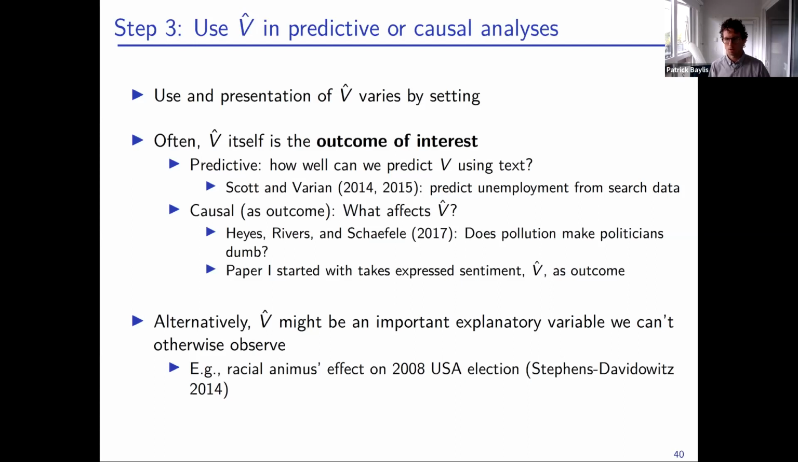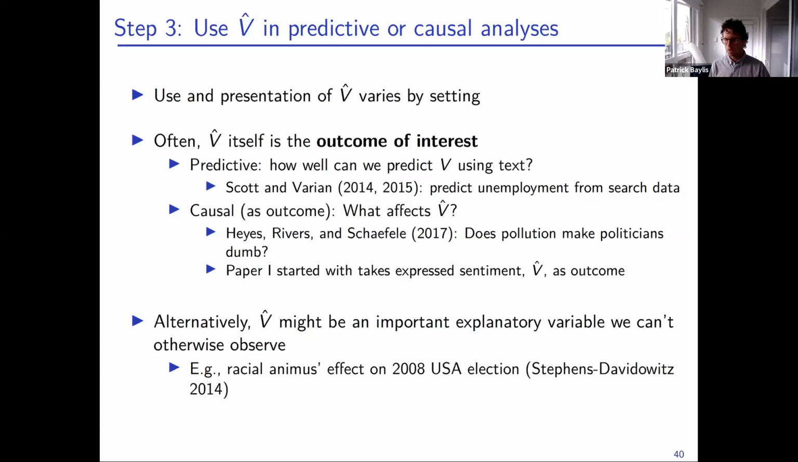This is where the machine learning work you've been discussing really makes sense, where you take this text data, maybe you collapse it to word vectors, or to embeddings, or just to a set of dummy variables on words. And then you see if you can use those variables to predict something you really care about, like unemployment, as Scott and Varian do with search data.